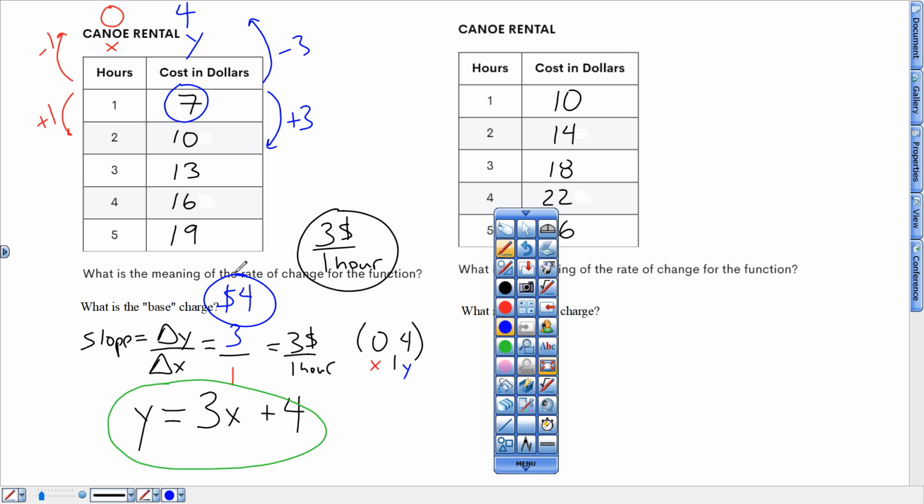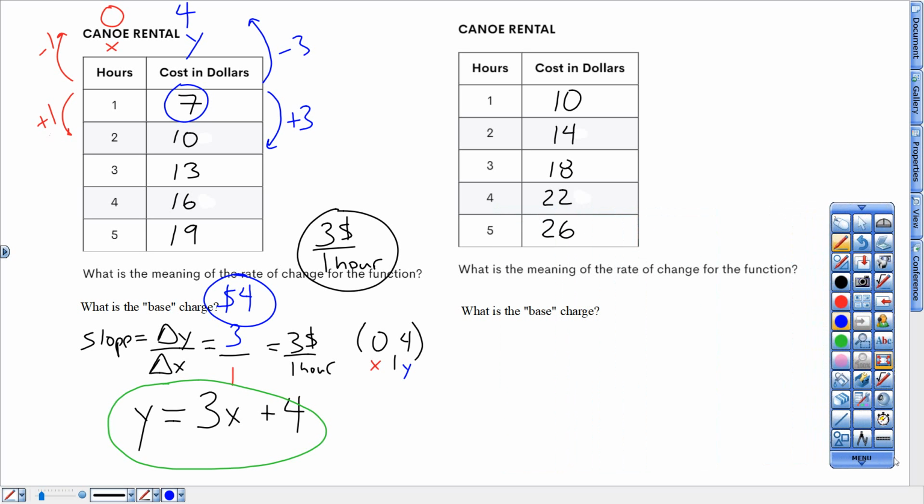I'd like you to do the same for this problem right here. I'd like you to find the change in the y, which is your rise, divide that by the change in your x, which is your run, and then backtrack. Reverse that pattern to find the 0 term, which is your y-intercept, and then be able to, after you write the equation, identify the parts. What number is the rate of change? What's it mean? Dollars per hour. Which number is the base charge?